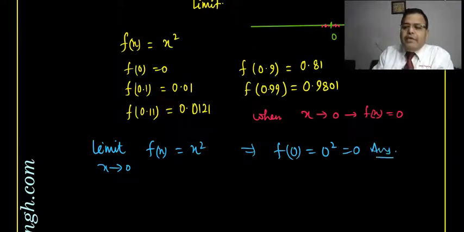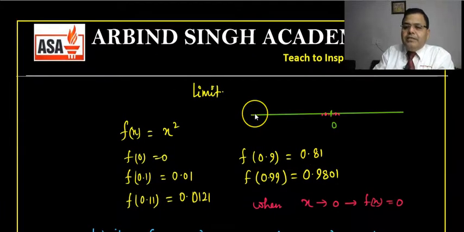So here the value of f(x) is 0, but 0 can be approached in two ways. Either from the left side, slightly lesser than 0, or from the right side, slightly more than 0. Left of 0 is negative and right of 0 is positive. So the value can be approached from either this side or this side, both the sides.